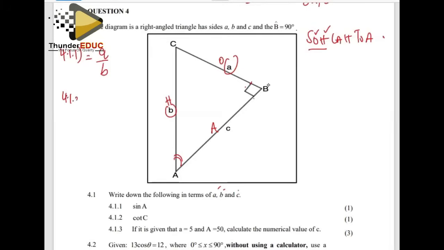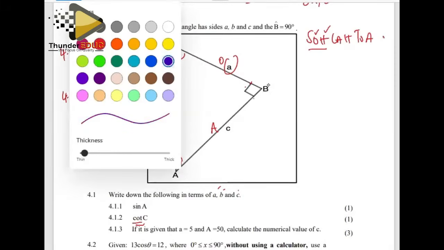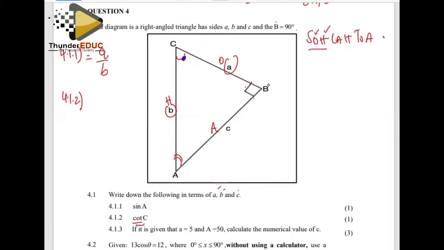And then 4.1.2, they want the cotangent of C. So if C is now the reference angle, or the angle of interest, then this becomes the opposite. This becomes the adjacent. The hypotenuse must stay, since it is always opposite the 90 degrees. But we know that tan is opposite over adjacent, but cotangent is the reciprocal, meaning that we get the adjacent over the opposite. So in this case, the cotangent of C is the adjacent, which is A, over the opposite, which is C.